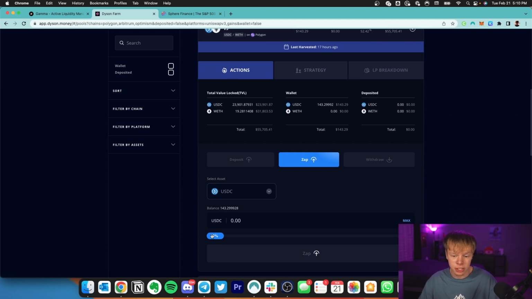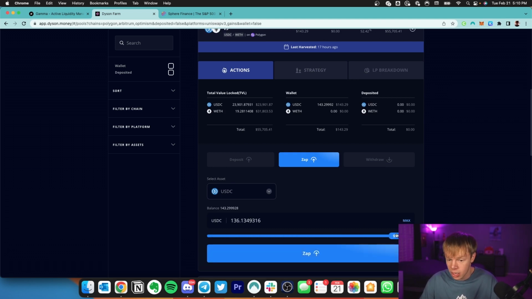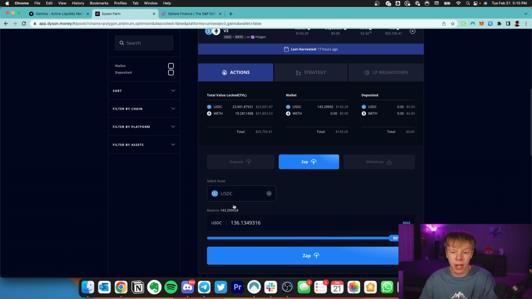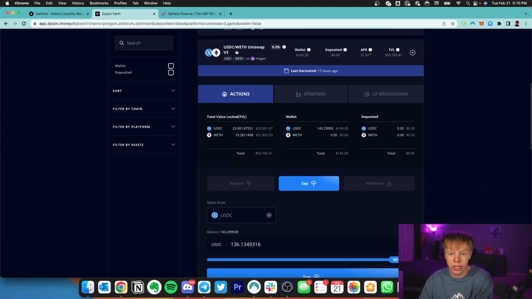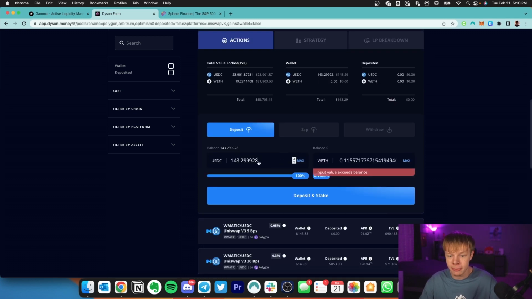Now the other thing I could do to deposit is actually zap into it, which as you can see right here, I just select the amount of the asset that I want to deposit and it will pretty much convert this USDC into the proper amount of wrapped Ethereum and of course the proper amount of USDC and deposit me into the USDC to Ethereum Uniswap V3 position. This makes it easy so I don't have to convert some of my USDC into wrapped Ethereum or vice versa.